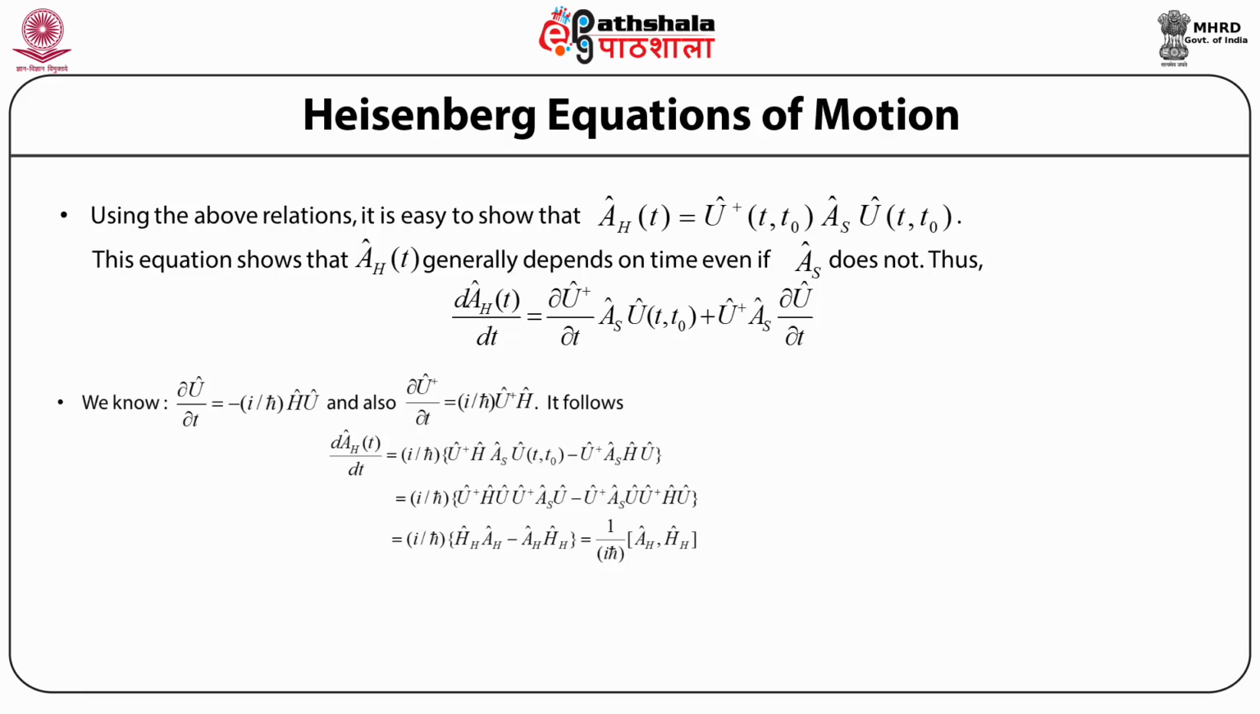We know that the partial derivative with respect to time of the unitary operator U is equal to minus i by h-bar times operator H, operator U, where operator H is the Hamiltonian operator and the operator U is the unitary operator. Similarly, we can also define the partial derivative with respect to time of the unitary operator U dagger, which is equal to i by h-bar times unitary operator U dagger times the Hamiltonian operator H.